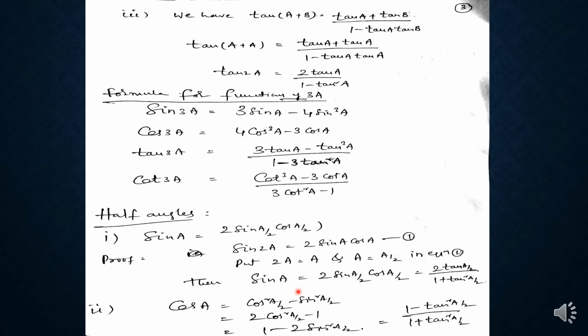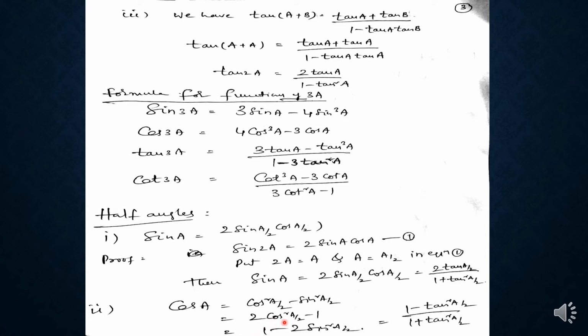Similarly, in the cos 2A formula, cos 2A is equal to cos square A minus sin square A. Put 2A is equal to A and A is equal to A by 2. Then that becomes cos A is equal to cos square A by 2 minus sin square A by 2. This is one formula in terms of cos A by 2 and sin A by 2.